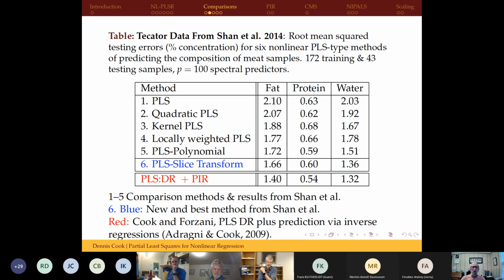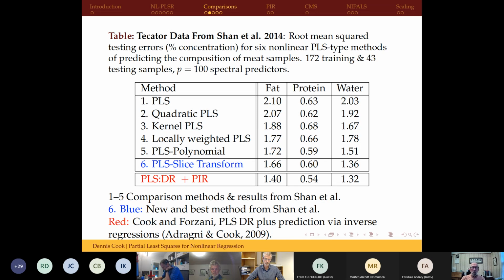So in the data set, there are 172 training samples, 43 testing samples, 100 spectral predictors. Now, lines 1 through 6 in the table come directly from the paper by Shan. We verified parts of the table to make sure we were on the same page, but the results in 1 through 6 come from the paper. Now, the data set has 3 responses, so there are 3 different regressions involved here: one where y is fat, one where it's protein, and one where it's water.